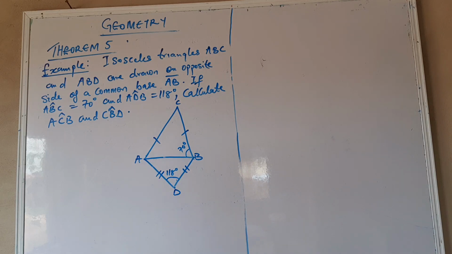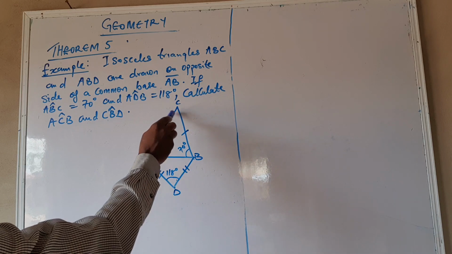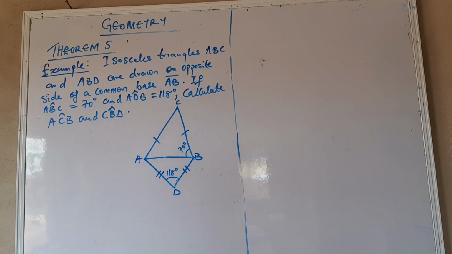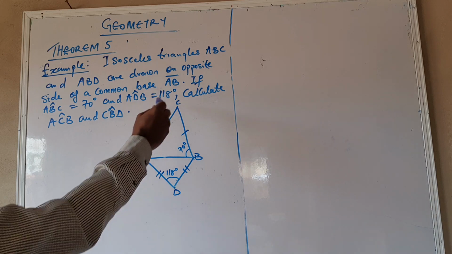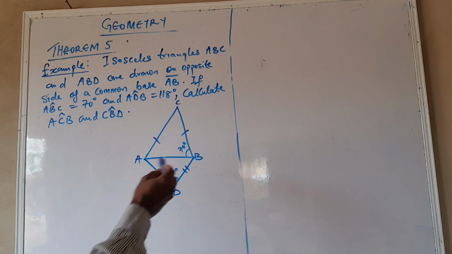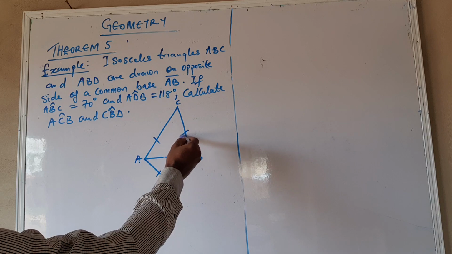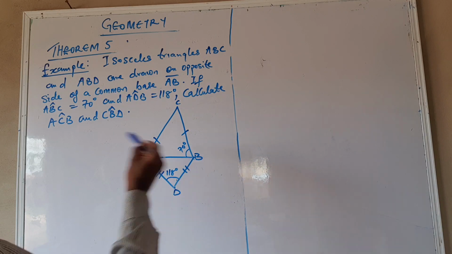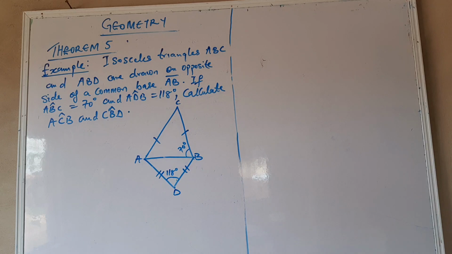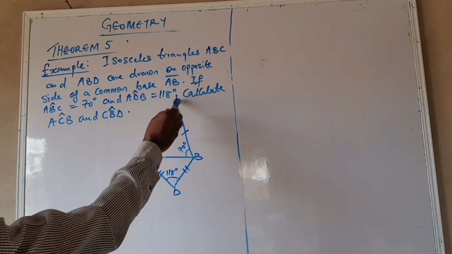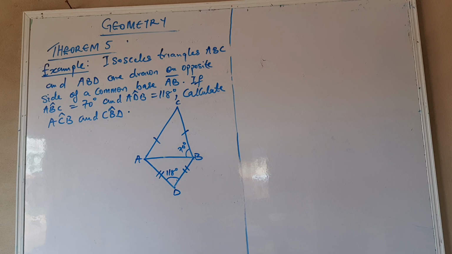So we're asked to calculate ACB, that is this angle here, which is C, and we're also asked to look for CBD, that is the total of this angle down here, this angle plus this angle. So let's start. We have 2 triangles here. We have ABC, and it's an isosceles triangle. We also have ABD, which is also an isosceles triangle. So we have 2 isosceles triangles making our diagram.